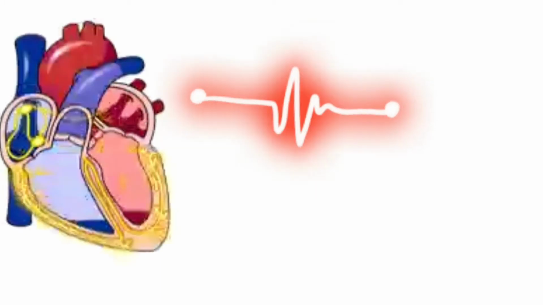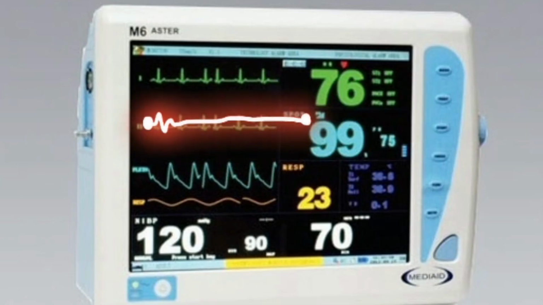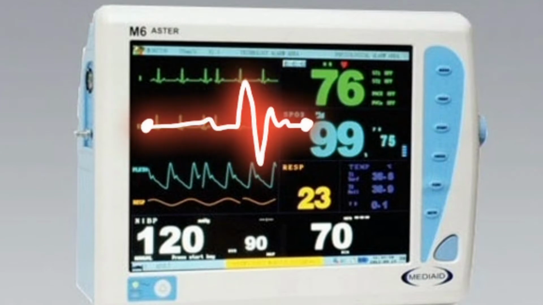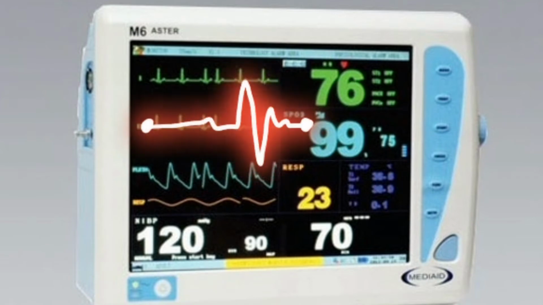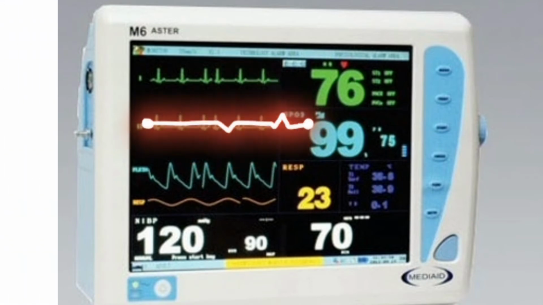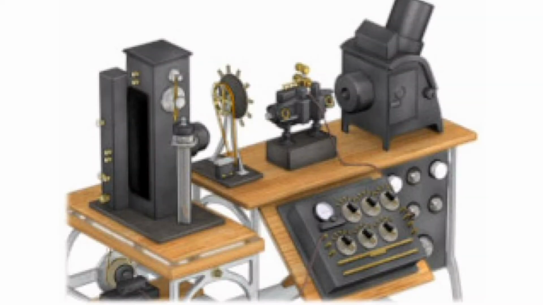Now what is electrocardiography? It is a graphical representation of the electrical activity of the heart during a single cardiac cycle. The electrocardiogram is obtained by a machine known as an electrocardiograph. The study of the process of recording an electrocardiogram is called electrocardiography. Einthoven, in 1903, who is also known as the father of electrocardiography, invented this process.